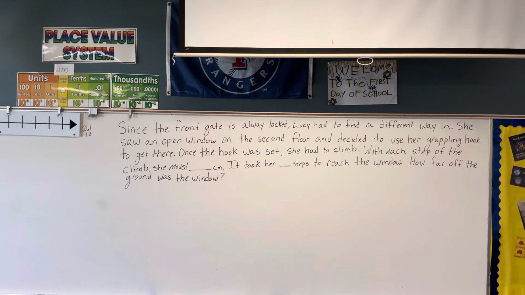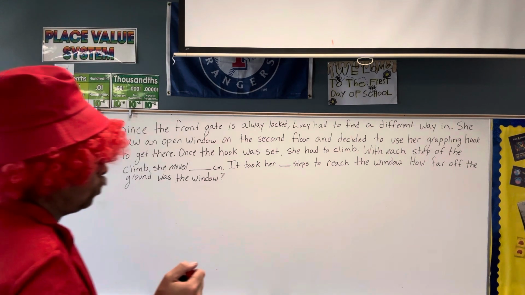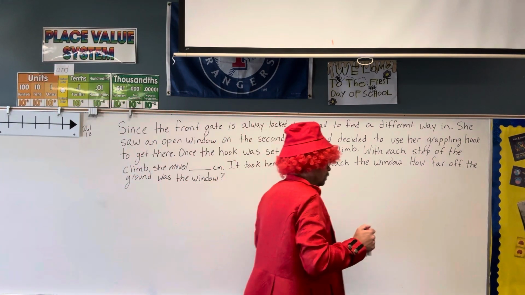Since the front gate is always locked, Lucy had to find a different way in. She saw an open window on the second floor and decided to use her grappling hook to get there. Once the hook was set, she had to climb. With each step of the climb, she moved some amount of centimeters. It took her some amount of steps to reach the window. How far off the ground was the window?